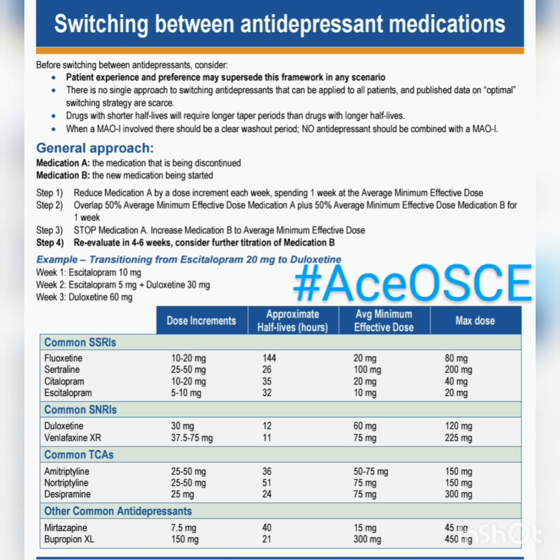Now, 75 milligrams is the full average minimum effective dose for venlafaxine. Half of that is going to be 37.5 milligrams. Therefore, step 2 states 10 milligrams of fluoxetine and 37.5 milligrams of venlafaxine for 1 week. Step 3 states stopping medication A and increasing medication B to the full average minimum effective dose, which means in week 3 we stop the fluoxetine and we increase the dose of the venlafaxine to the full 75 milligrams.